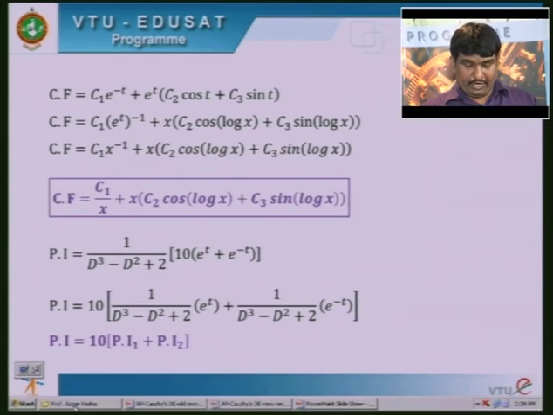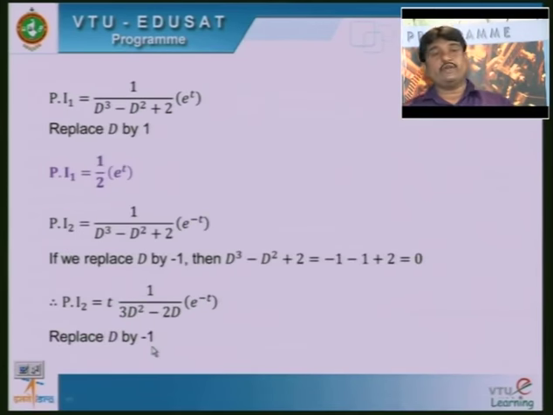Next, consider pi1. pi1 is 1 by d cube minus d square plus 2 operated on e to the power of t. It is rule 1. We have to replace d by 1. So pi1 will be 1 divided by 2 into e to the power of t.